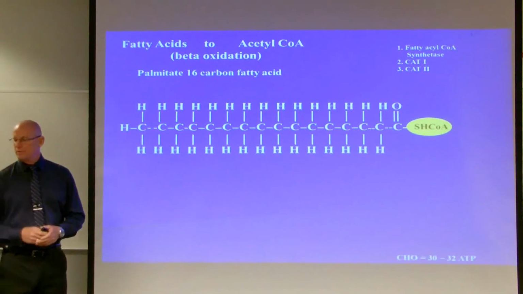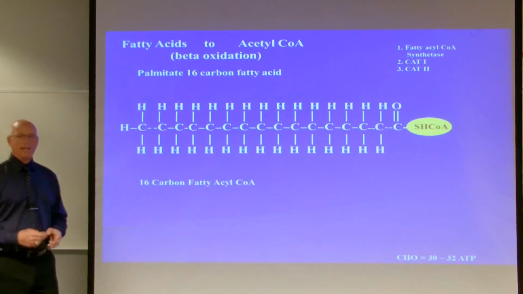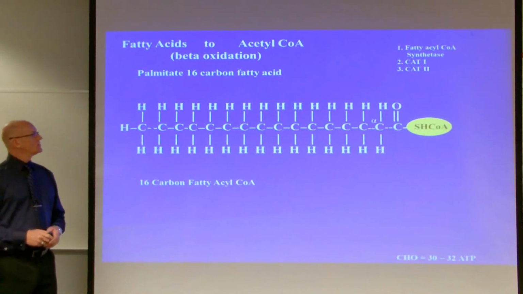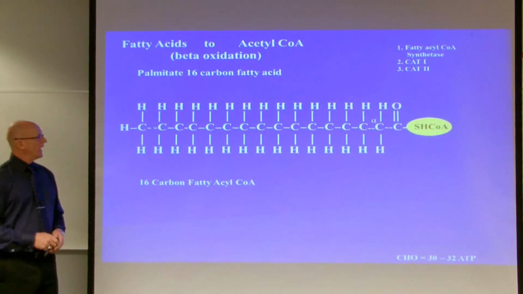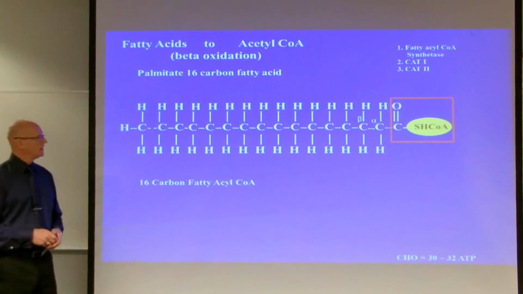So now we have the coenzyme A attached to this fatty acid, and now it is a 16-carbon fatty acyl-CoA. And let's do some beta oxidation with this. This is the alpha and beta carbon. The reason it's called alpha-beta carbon is because this carbon here is a carbonyl. It is the carbon that is double bonded to oxygen. So that is the carbonyl, and this is the alpha and beta carbon attached to that. It's the first and second carbon.